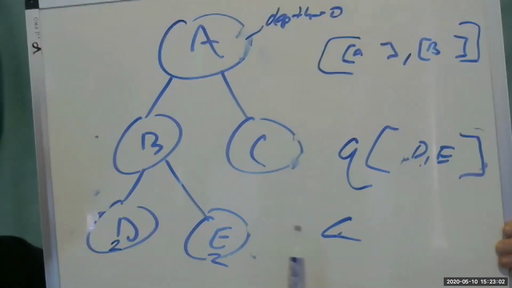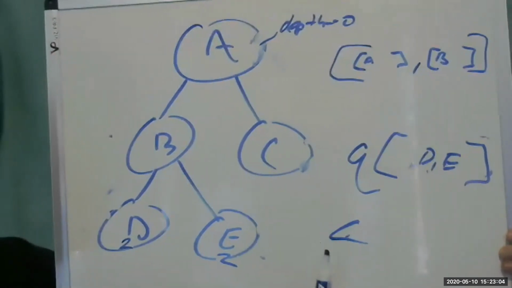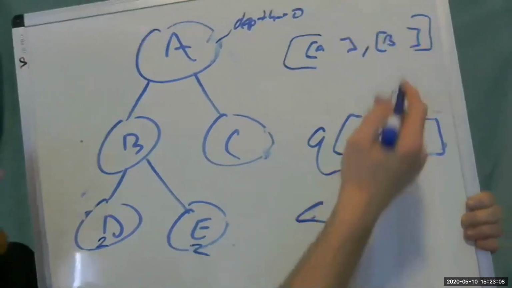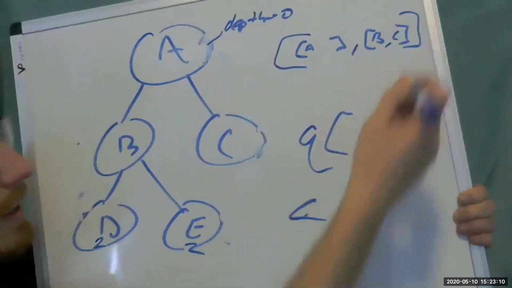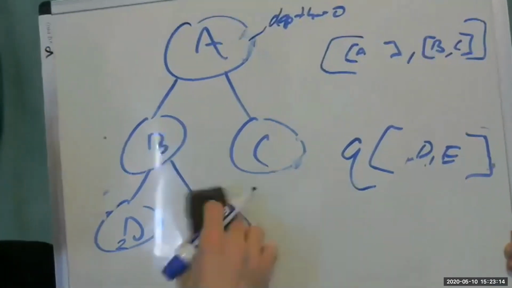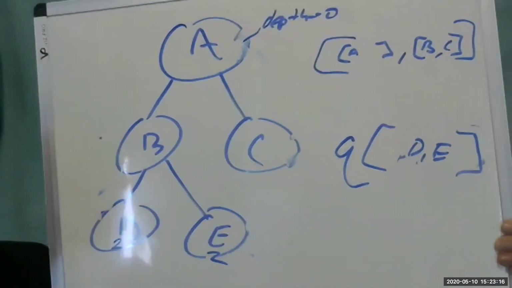Right? And we go, okay, do I have an index in this array at 1? And I do. I already have an array there. So I'm just going to push it in. So I'm going to add my C, like so. And I'm going to look for its children. It doesn't have any children, so I'm going to move on.